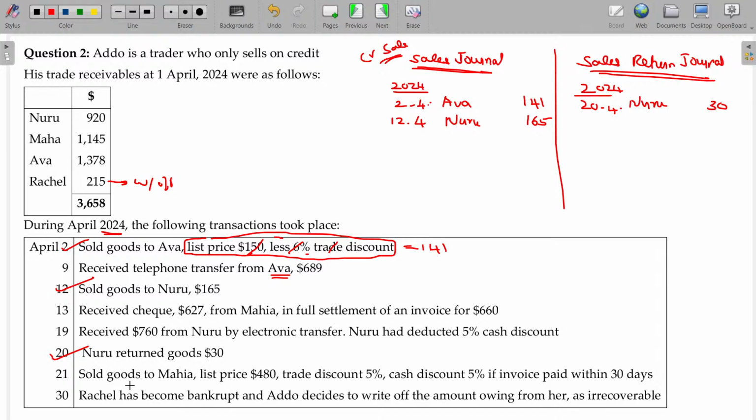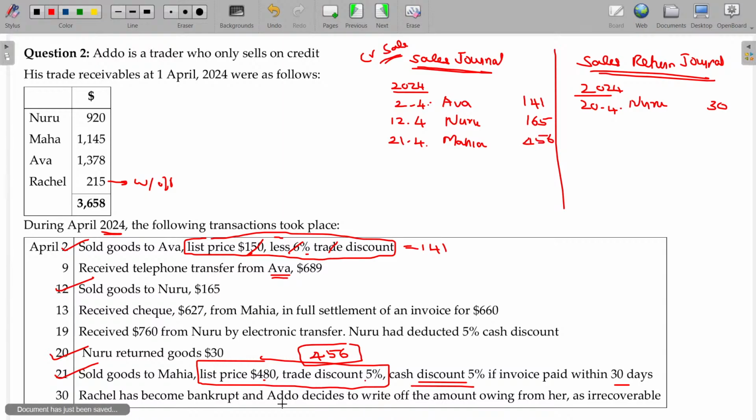Sold goods to Mahia on 21st April. The value being 480 and trade discount. Remember, whenever trade discount is there, always subtract this. 480 minus 5%, 24 is subtracted, so 456, only 456. Cash discount will be subtracted on settlement, not now. You don't worry about that. On settlement, if he pays within 30 days, you can further reduce 5%. You never bother about this one now. So 456 is the final value. You have to write this value only.